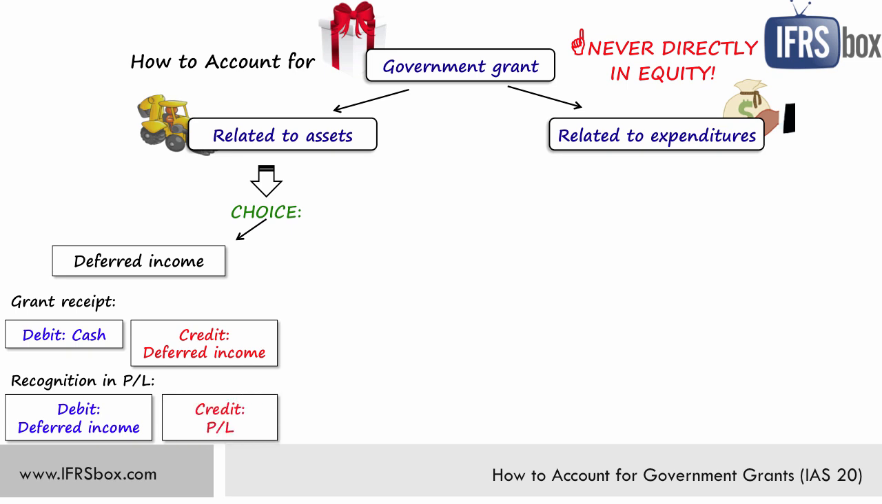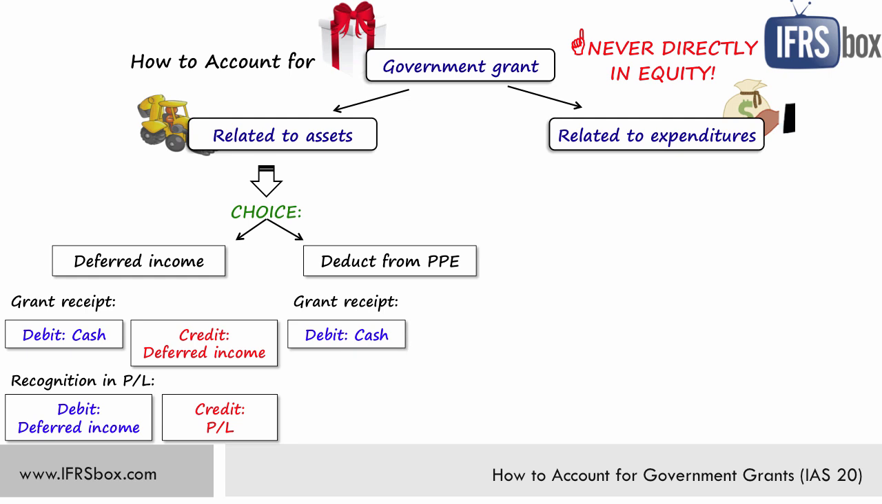The second option is to account for a grant as a deduction from the carrying amount of the acquired asset, property, plant, and equipment in this case. When you receive the grant, you debit bank account or cash and credit property, plant, and equipment or asset account. Here you do not need to take care about amortizing deferred income in profit or loss, because everything is reflected in a depreciation charge.